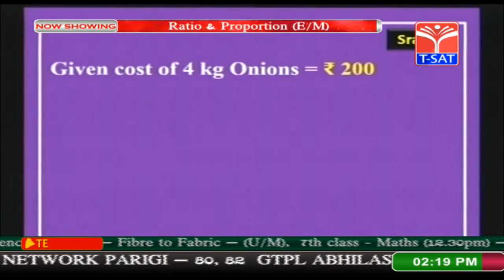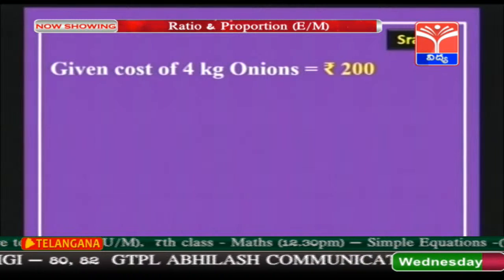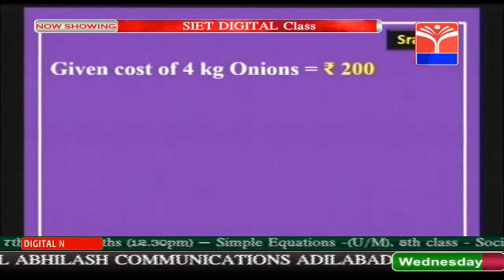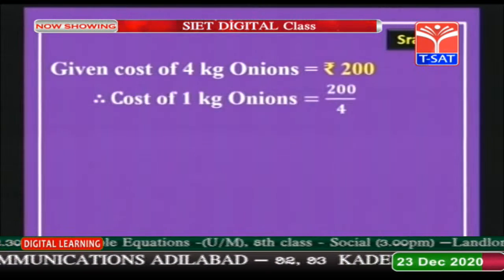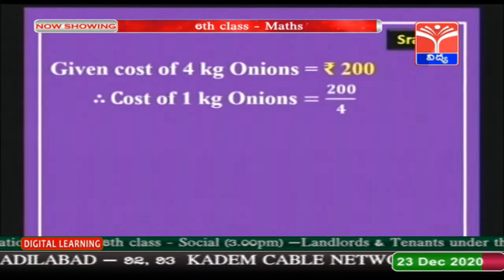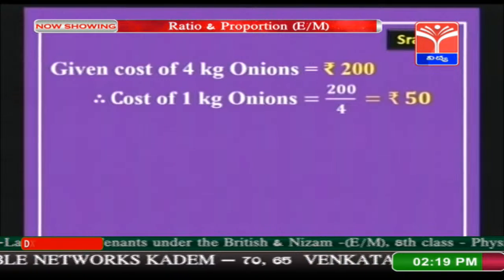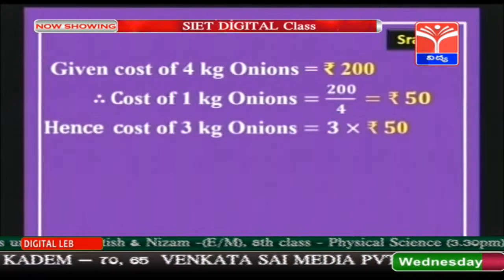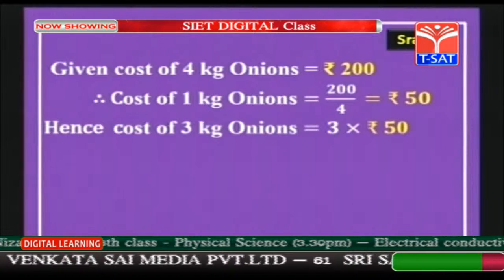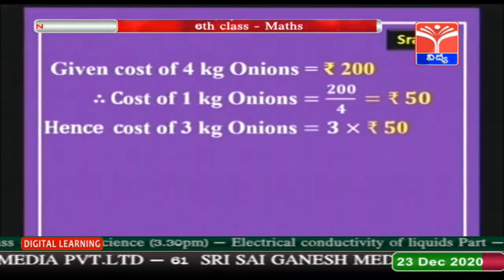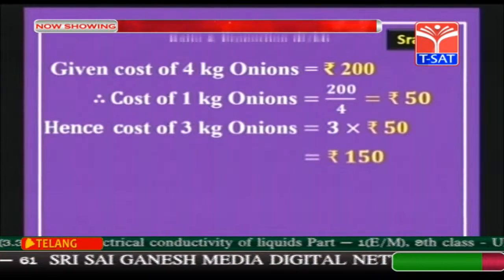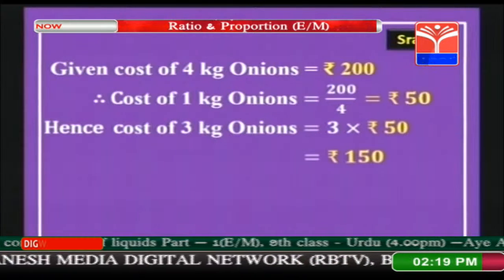Okay, children. Now let us take a look at Shravya's case. Cost of 4 kg of onions is 200 rupees. Then what will be the cost of 1 kg of onion, children? Yes, 200 by 4. On simplification, you get 50 rupees. That means the cost of 1 kg of onions is 50. So cost of 3 kg of onions will be 3 into 50 gives 150 rupees. Okay, children.